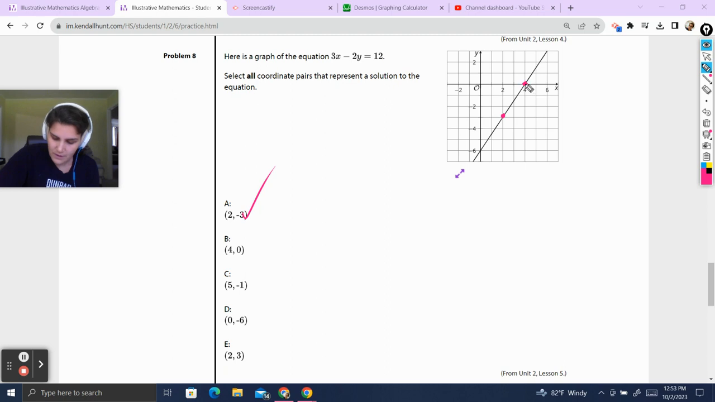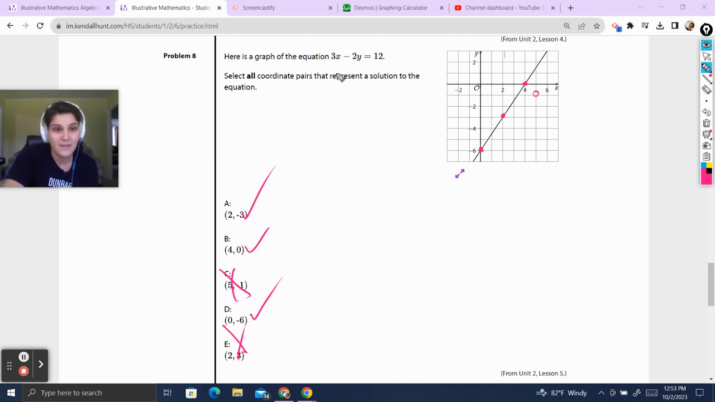4, 0. He lives right there. He's good to go. 5, negative 1. He's over here. Not on our line. Not good to go. 0, negative 6. I go down. He is on our line. Good to go. 2, comma 3. Not on our line. Not good to go. And we're done. That's it.